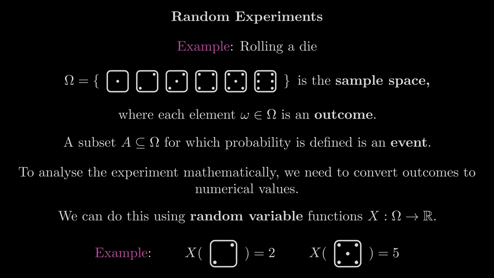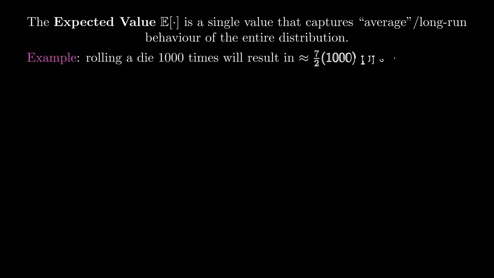One of the most important concepts is expected value, which is a single value that captures average or long-run behavior of the entire distribution. In the case of rolling a die, the expected value is 3.5, or 7/2. Rolling a die 1,000 times will indeed result in approximately 7/2 times 1,000 pips overall.